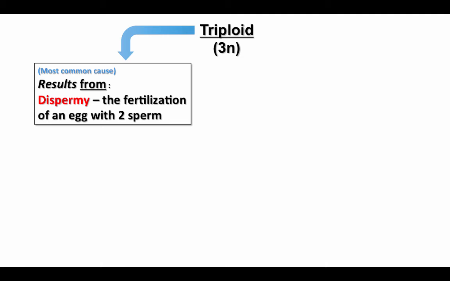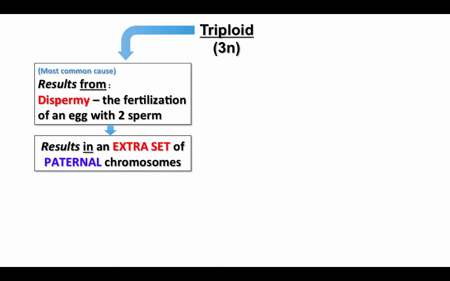So the triploid state most commonly results from dispermy, where you have the fertilization of a normal egg with 2 sperm. Okay, and this results in an extra set of paternal chromosomes, right? Because the sperm, in fact, are coming from dad, right? Okay, so you have an extra set of chromosomes coming from dad if 2 sperm fertilize a single egg.